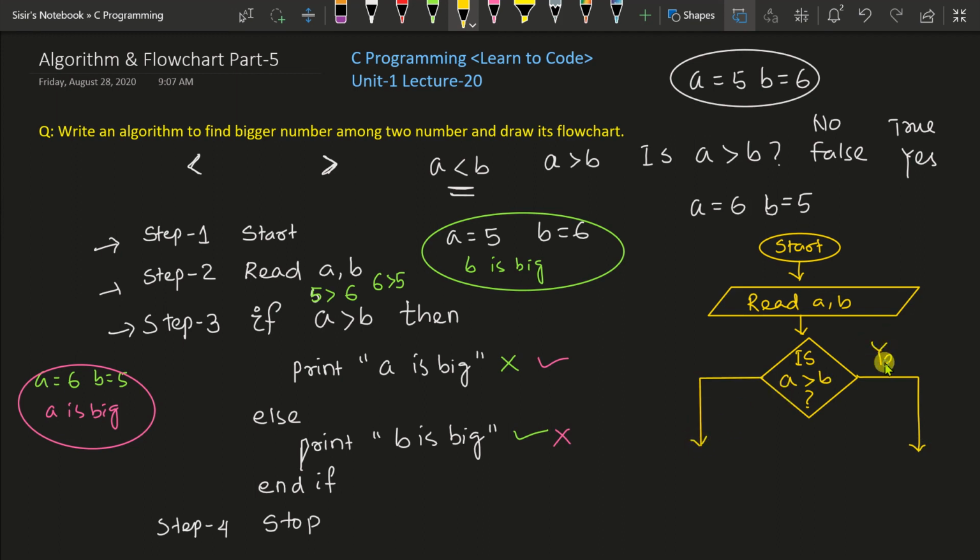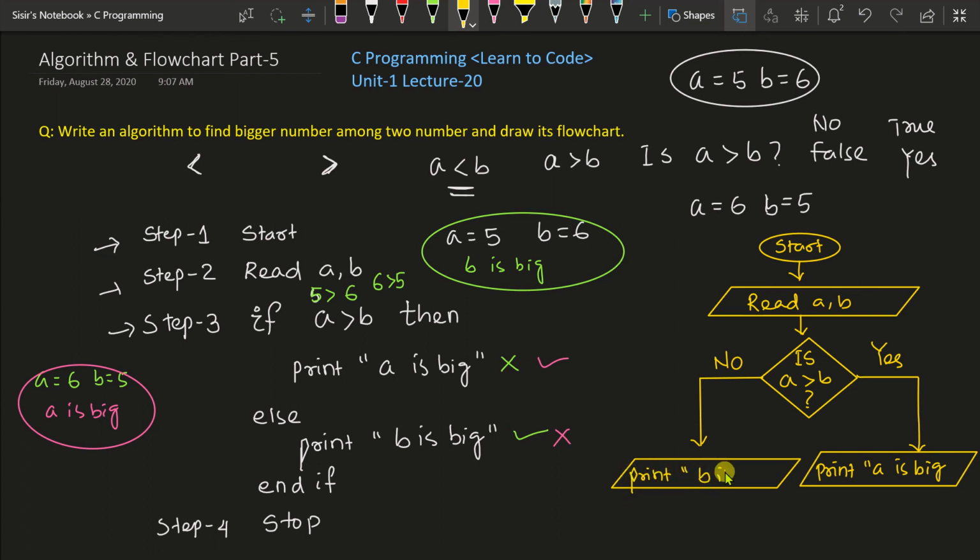So if it is yes, then a must be big. So we should write here: print a is big. Similarly, if it is no, meaning this condition is false, then you should write: print b is big. So after that, what will you write? You will draw this line, and you are going to stop the flow. Okay, so this is the flowchart for this algorithm.